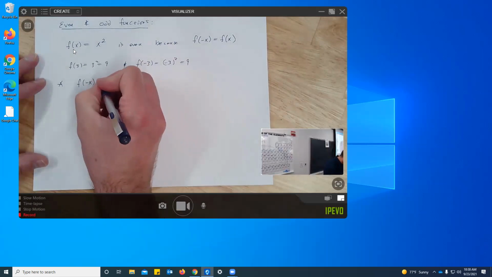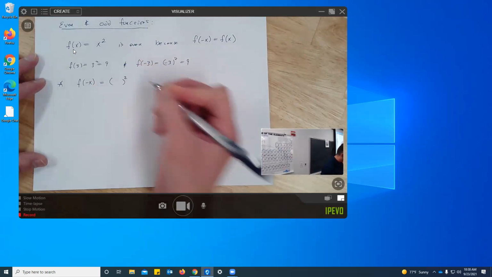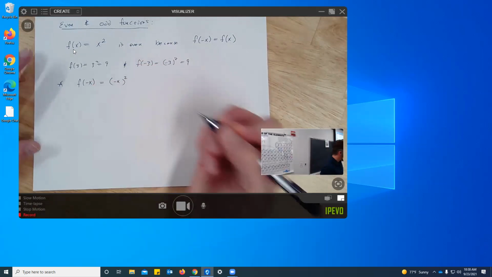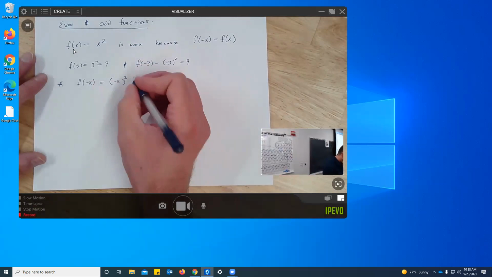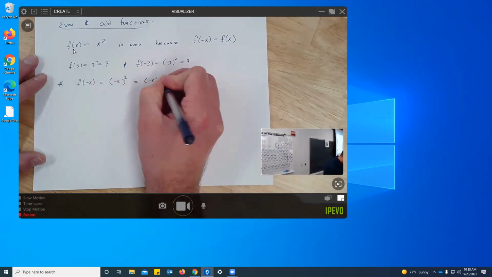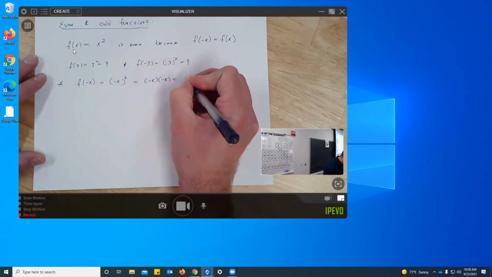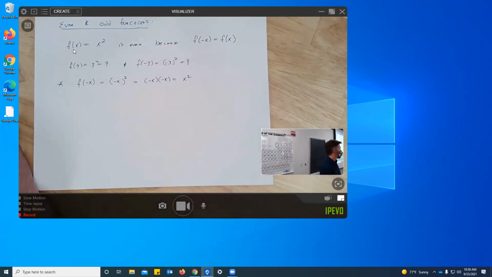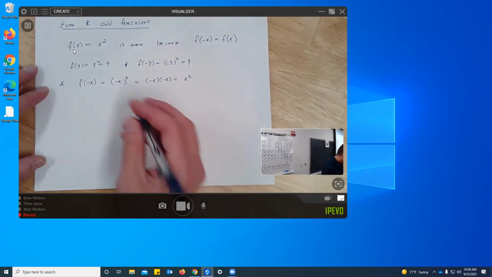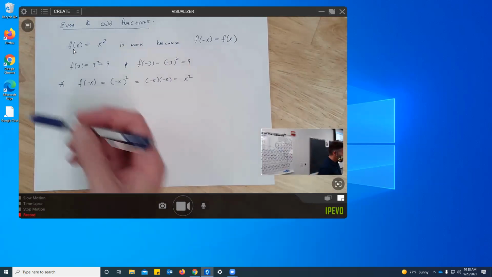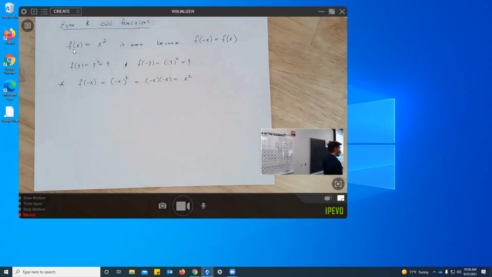We say f of negative x is, instead of x squared, literally negative x squared. The negative x squared is negative x times negative x, which is positive x squared. And just as a reminder, when you square something, you're literally just multiplying it by itself. Now, that's how you show a function's even. But what does it really mean to be even?